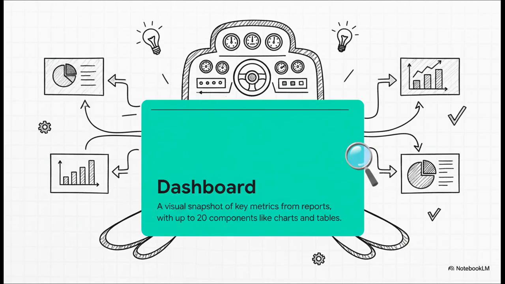But look, reports are just the raw numbers, right? The real magic happens when you bring them to life on a dashboard. A dashboard is that visual, at-a-glance view of your most important metrics, pulling from all those different reports into one place with up to 20 components like charts and gauges. It stops being just a report and becomes the cockpit for your business.